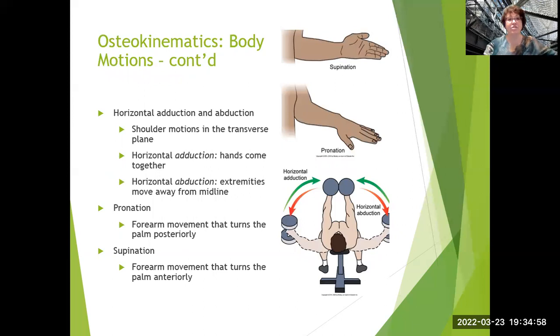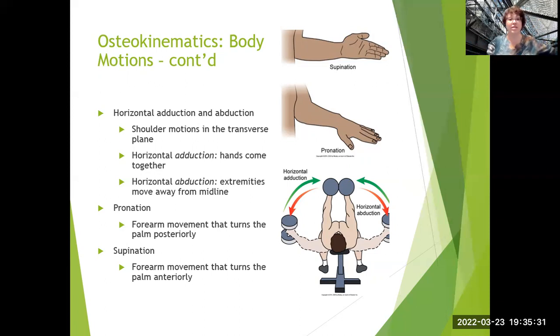Horizontal adduction and abduction is something that only the shoulder does. So it's shoulder motions in the transverse plane. Usually with horizontal abduction and adduction, you can think of it as like the guy in the picture doing the bench curls, where your hands are coming from 90 degrees out to the side into the middle. That's horizontal adduction. Out to the side, that's horizontal abduction.